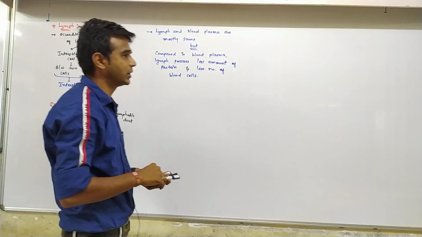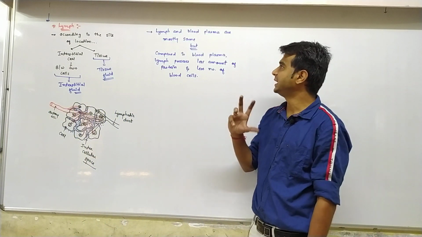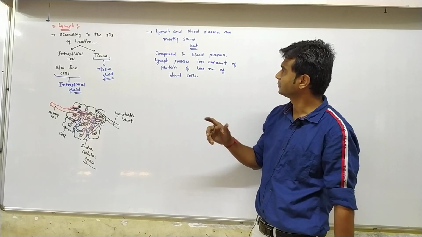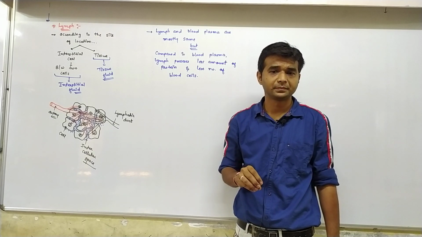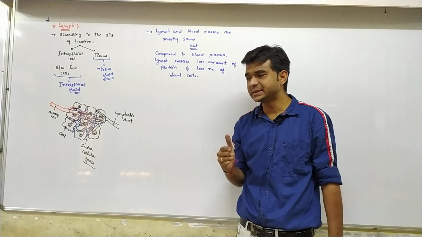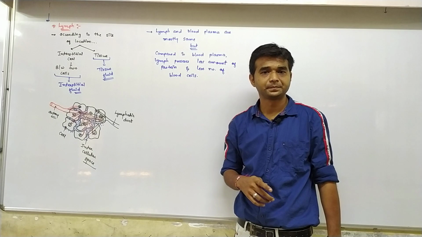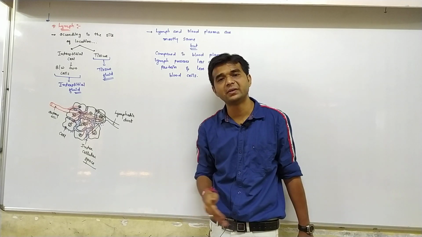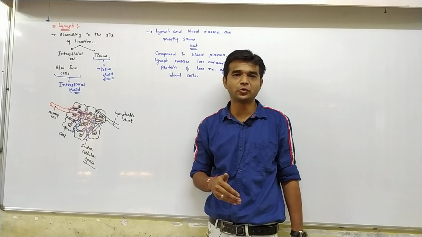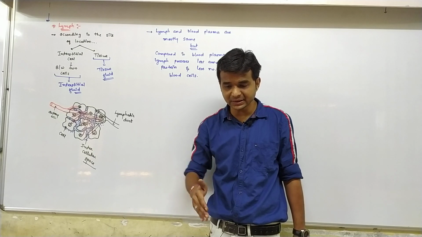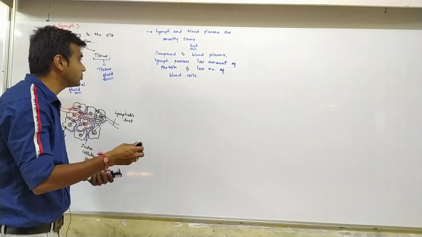Now, the most important one. What is the difference between lymph and blood plasma? Lymph and blood plasma are both mostly the same, but the lymph consists of a lesser amount of protein compared to blood plasma. You know that in blood plasma we have plasma proteins. So lymph possesses less protein than the blood plasma, and it consists of very few blood cells.